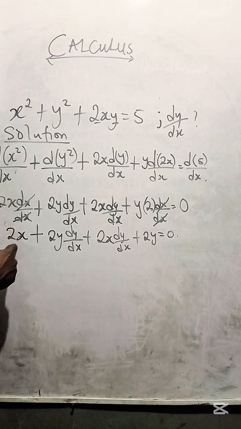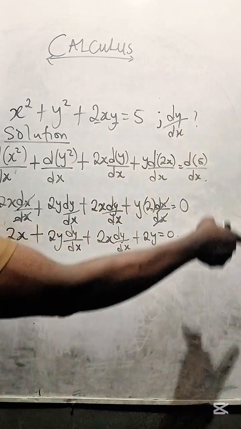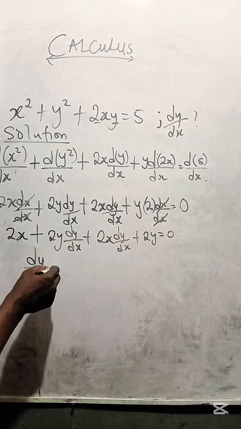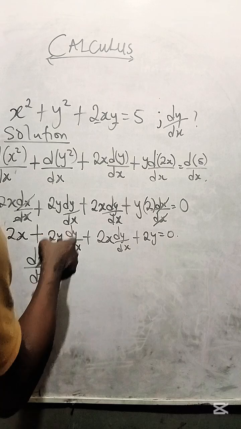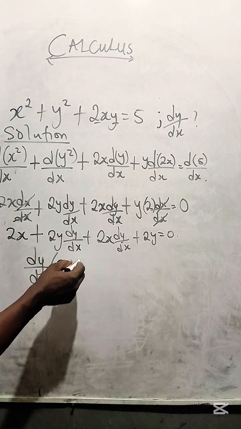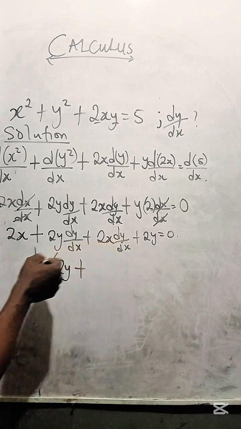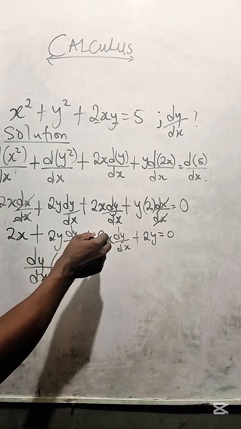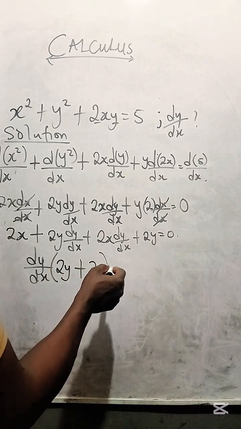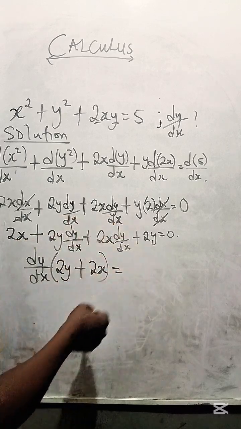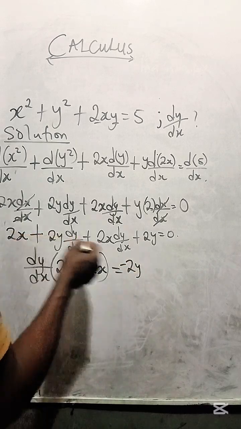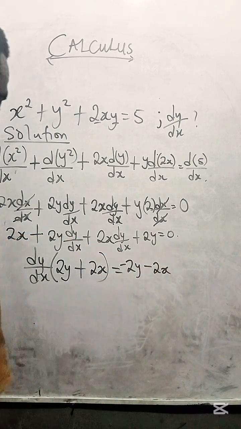Collect like terms. Shift 2x and 2y that don't have dy/dx to the right-hand side. So dy/dx is common here, so I'll say dy/dx into brackets. So 2x dy/dx, if you cancel it here, this will go. You will be left with 2y plus 2x dy/dx divided by dy/dx. dy/dx will go. You'll be left with 2x. Okay? So this one, crossing over the equality sign, their sign will change. This will change to minus 2y and this will be minus 2x.